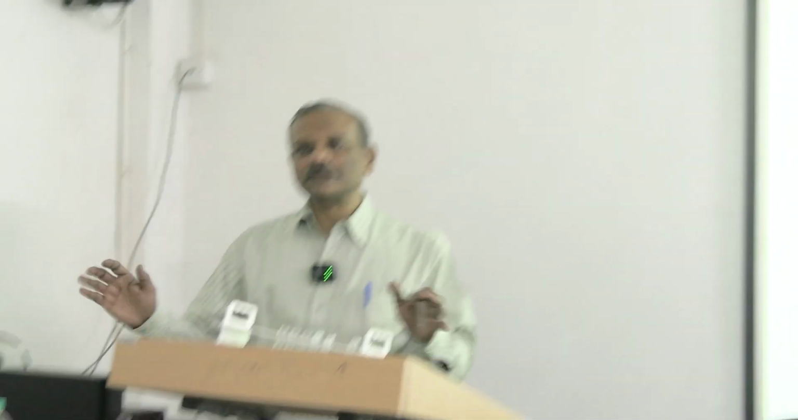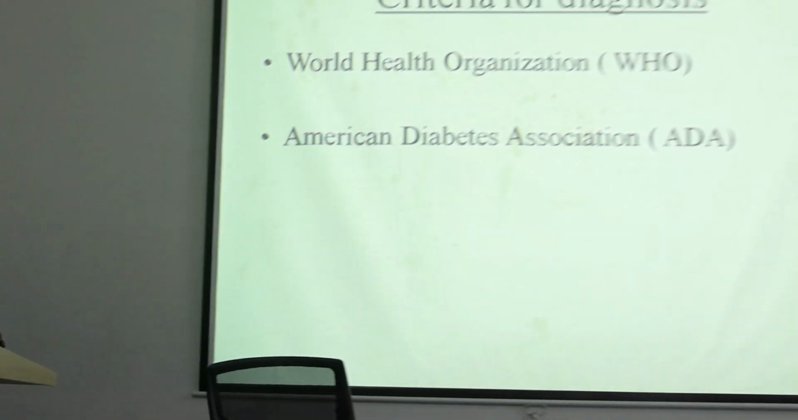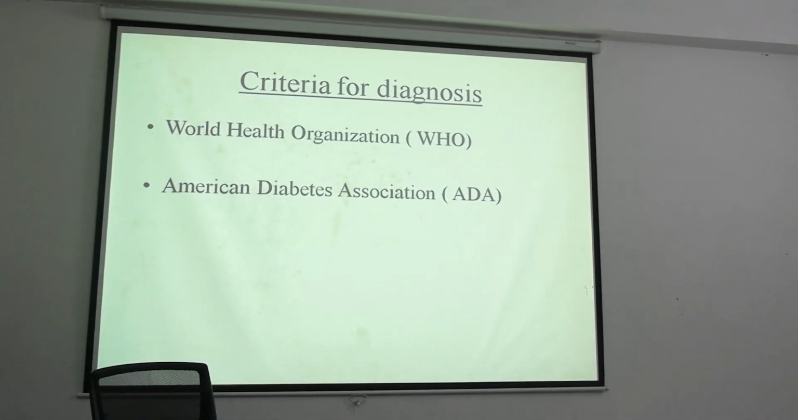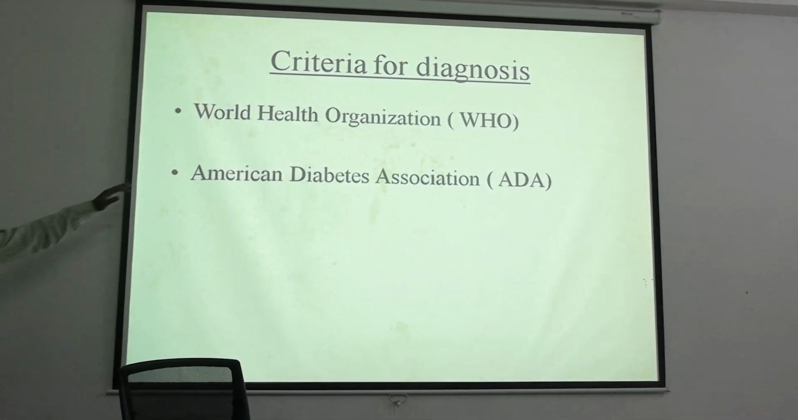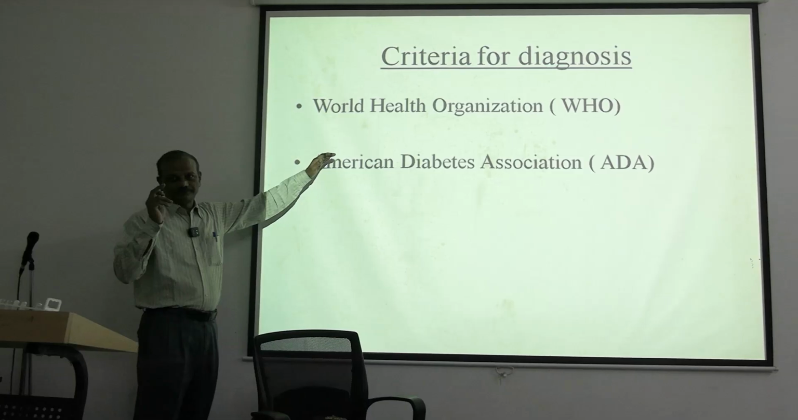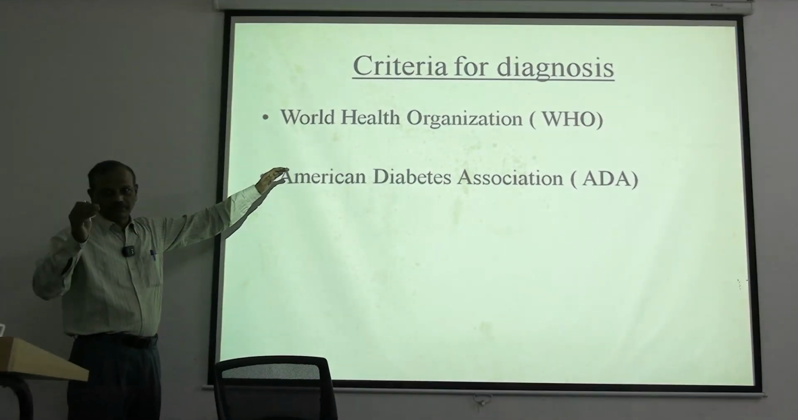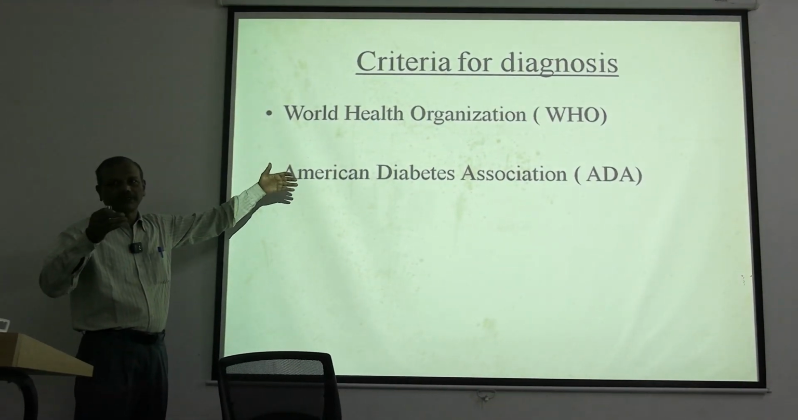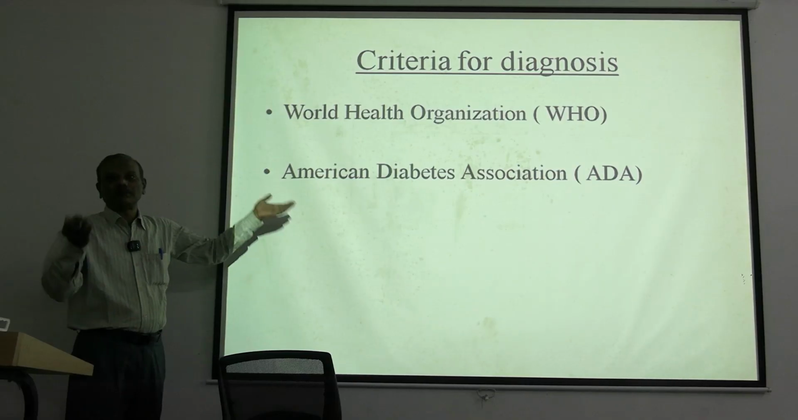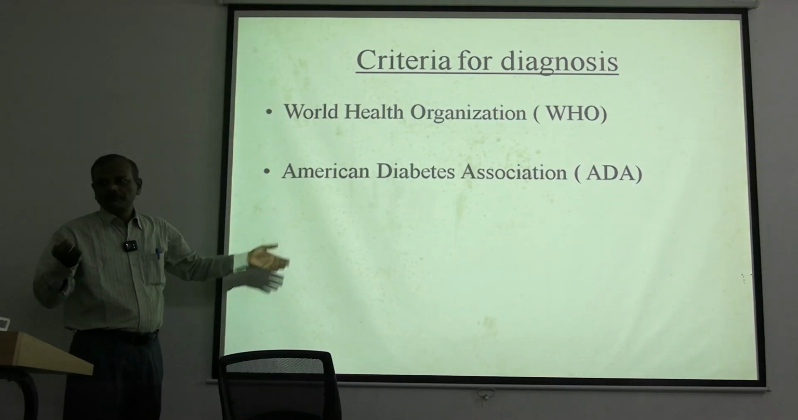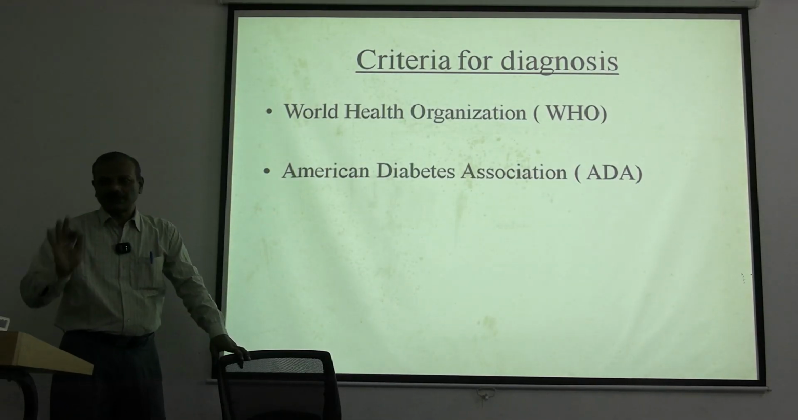Now, actually, what is normal value? What is abnormal value? For this there are two organizations. During our MD study, and even after that till 1997, the World Health Organization used to give the criteria. What is the criteria for normal? What is the criteria for diabetes? At what blood level will we tell that the patient is having diabetes?